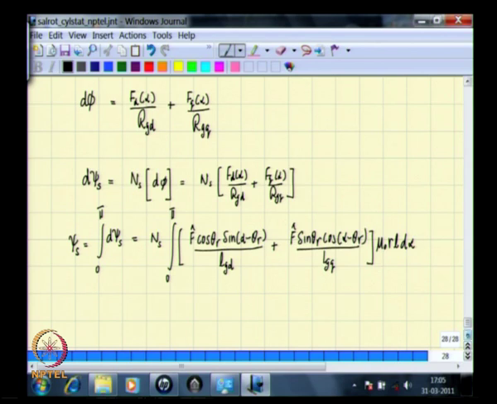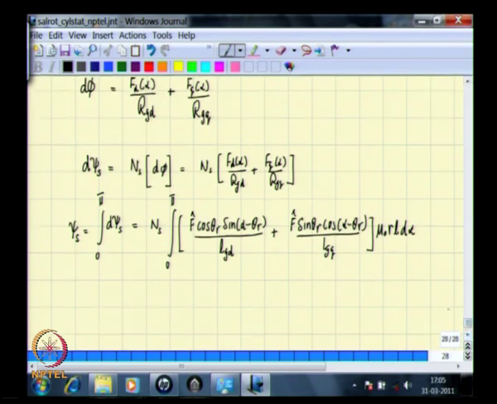So this expression we have to integrate in order to get the total flux linkage, and then flux linkage divided by the excitation current would give you the inductance. So let us do this integration in the next class and see what is going to be the nature of the inductance and whether it has any approximation to the inductance variation that we have already seen. We will stop here for today.